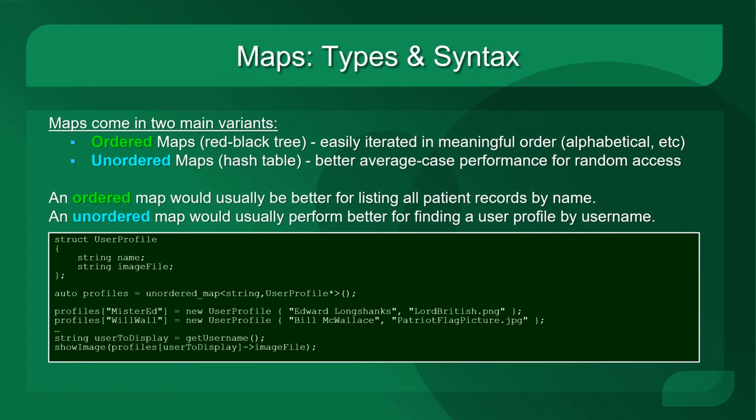In this case, we place the username into the profile's map. It will yield a user profile pointer, and we will access the image file element of that user profile in order to show the image.